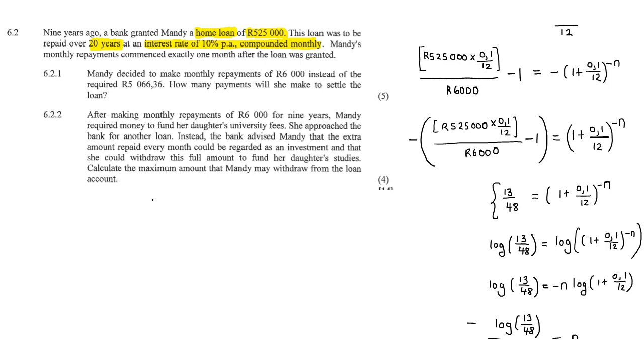We're not told whether she's accepting this offer or not, but we now need to calculate the maximum amount that she can actually withdraw from the loan. This is where you have to think very carefully. Over these 9 years, she's been making payments every single month. So when I multiply that by 12, that works out to be 108 payments.